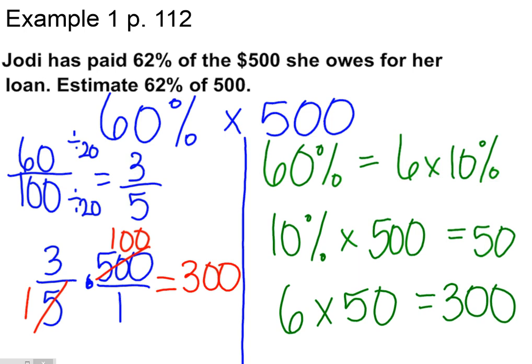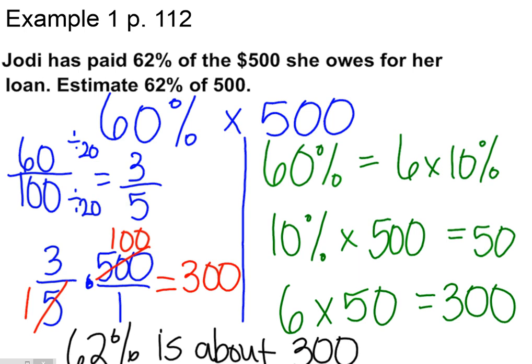In your book, when you see these squiggly lines here for the answer, you can say 62% is about 300. About is often used instead of an equal sign. We use this symbol. Okay, you might need to write that down so you remember. So 62% of 500 is about 300. Okay, let's move on to example 2.